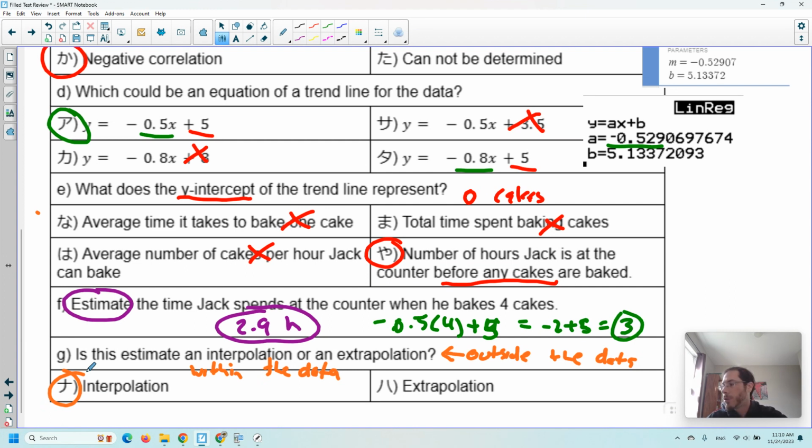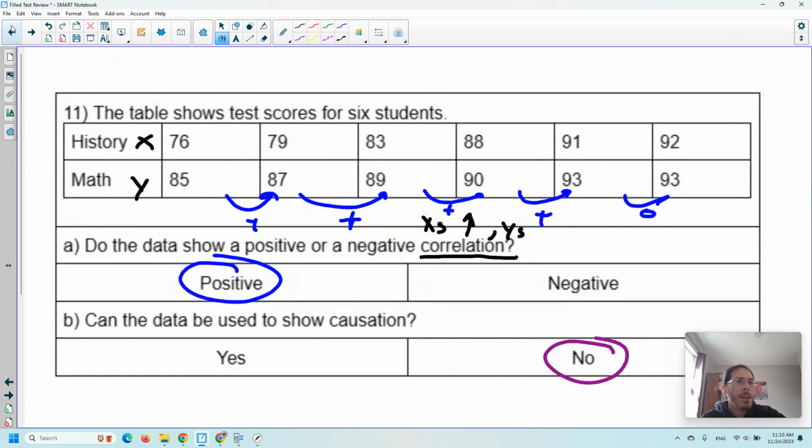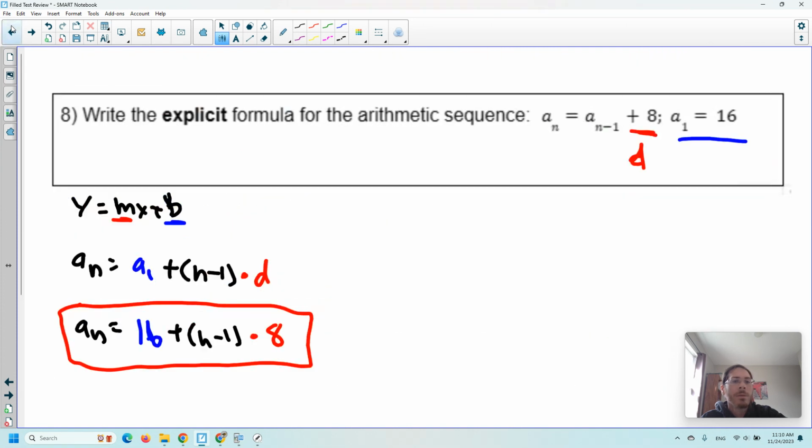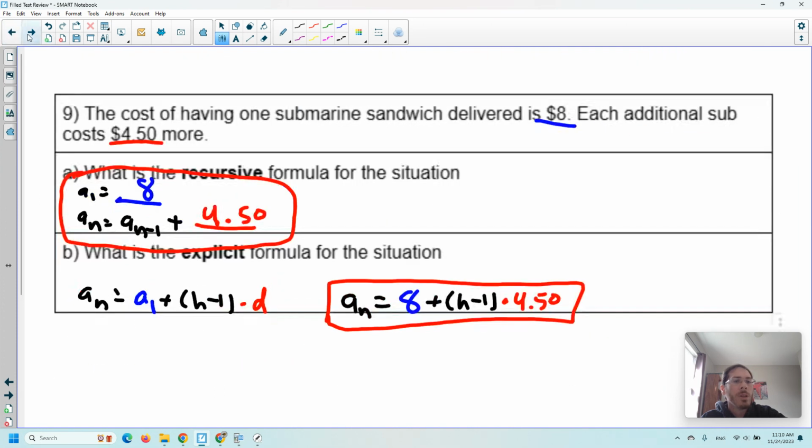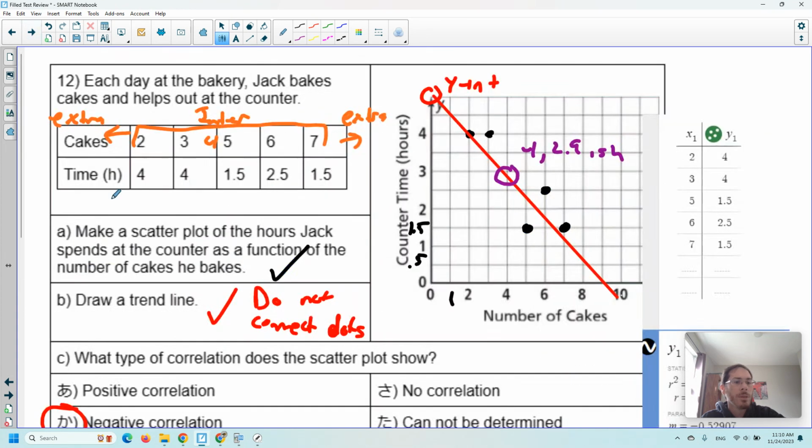So again, not really too much work on these ones, but a lot of thinking things. So there's a lot of concepts to know. Really, the only main equations, I believe, were just our formulas, right? So our recursive formula and our explicit formula. And so number 9 there, it has both of them right there. So that's what we got for the Unit 3 test. So we're all set. All right.